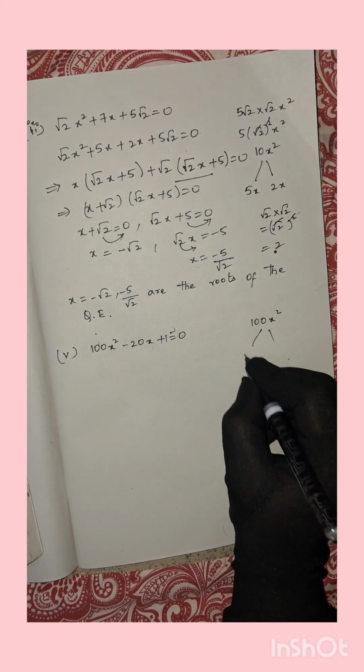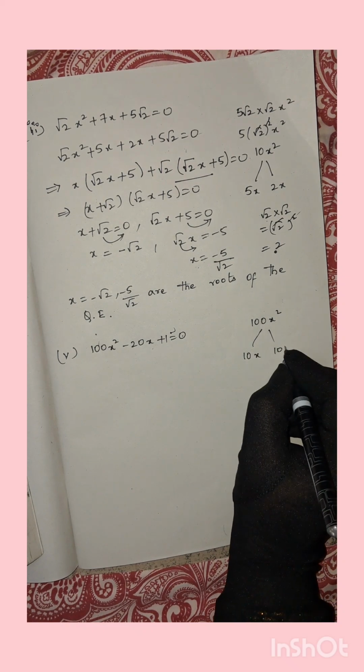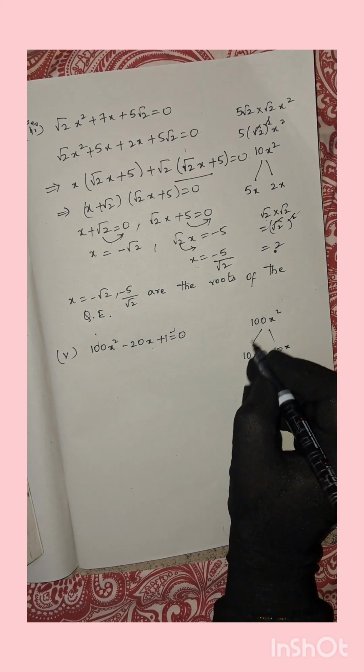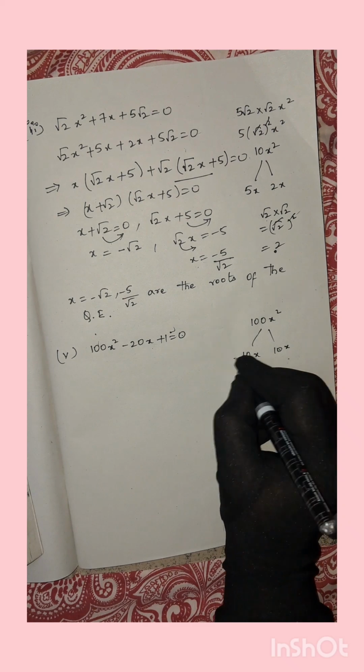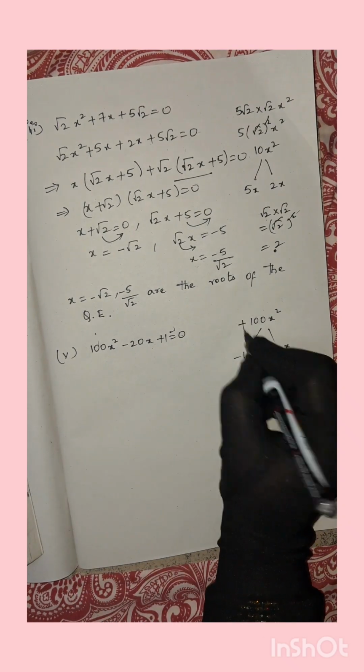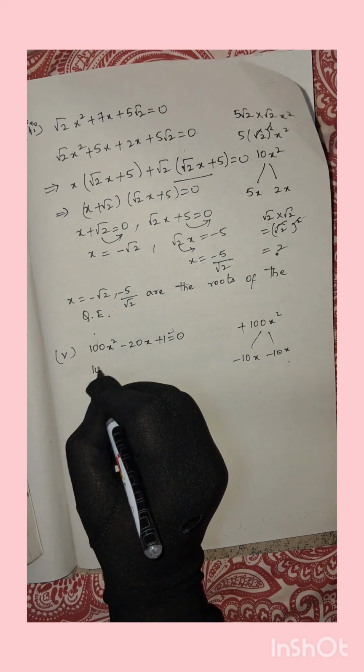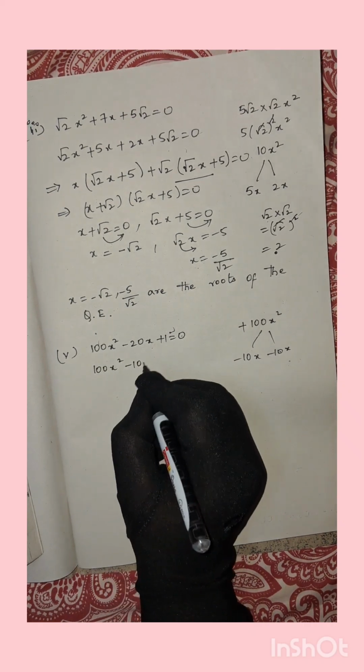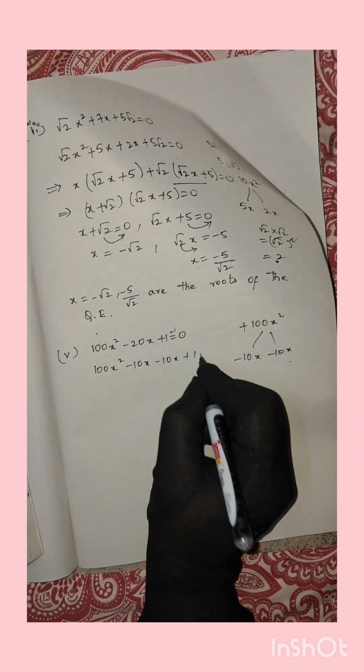Okay, so if I do 10x and 10x, 10 plus 10 is 20 anyhow. 10 tens are 100, x into x is x square. So I'll take minus 10x and minus 10x. Anyhow, we need plus 100x square. So this will be 100x square minus 10x plus 1 is equal to 0.